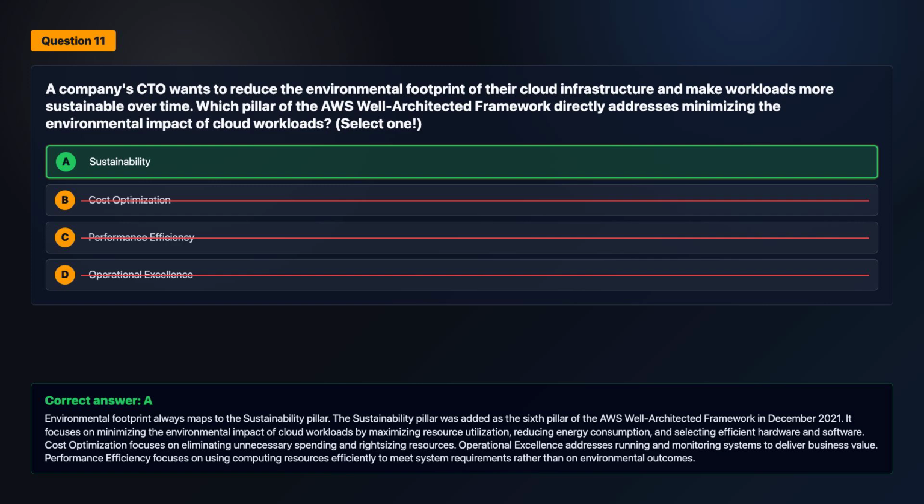The sustainability pillar was added as the sixth pillar of the AWS Well-Architected Framework in December 2021. It focuses on minimizing the environmental impact of cloud workloads by maximizing resource utilization, reducing energy consumption, and selecting efficient hardware and software. Cost optimization focuses on eliminating unnecessary spending and right-sizing resources. Operational excellence addresses running and monitoring systems to deliver business value. Performance efficiency focuses on using computing resources efficiently to meet system requirements rather than on environmental outcomes.